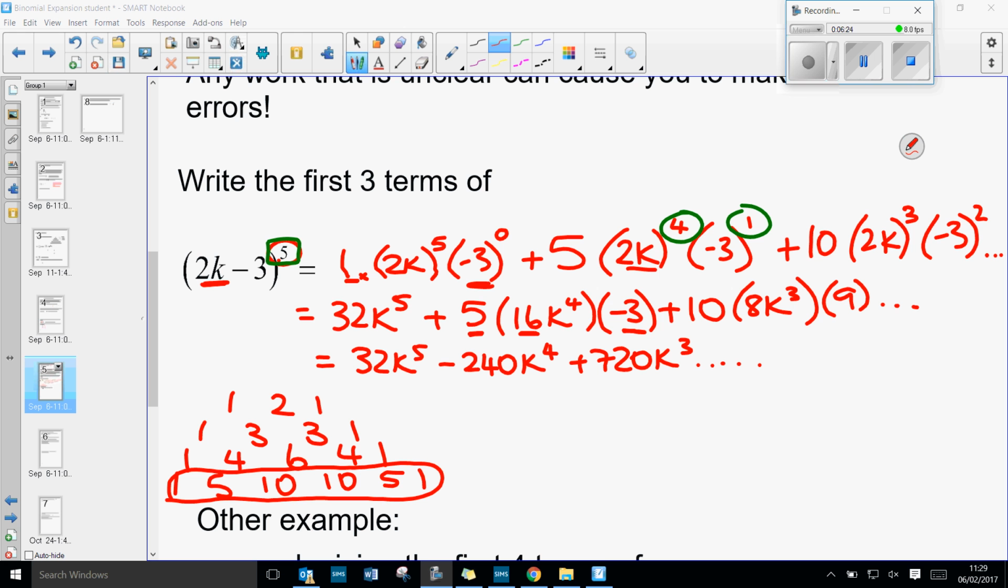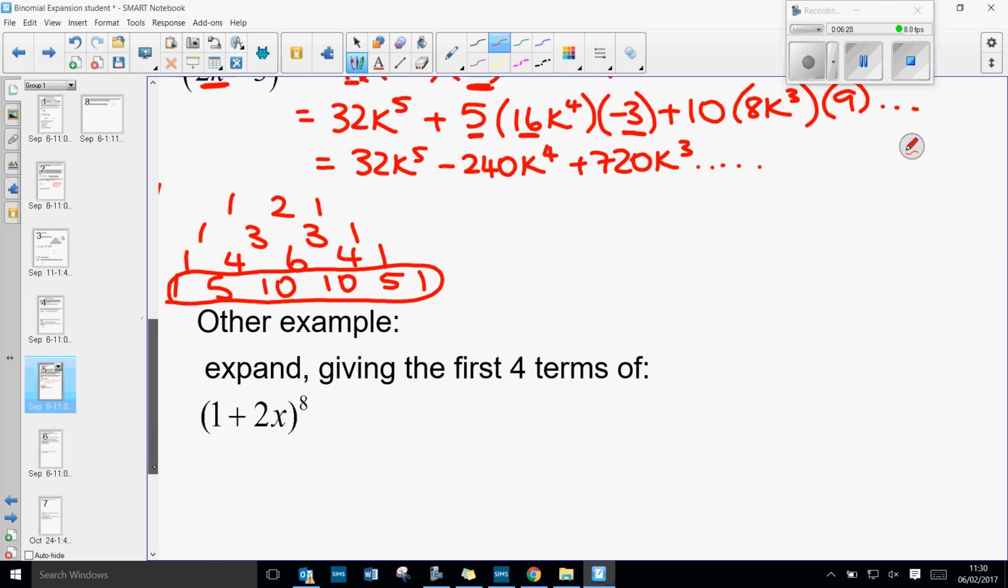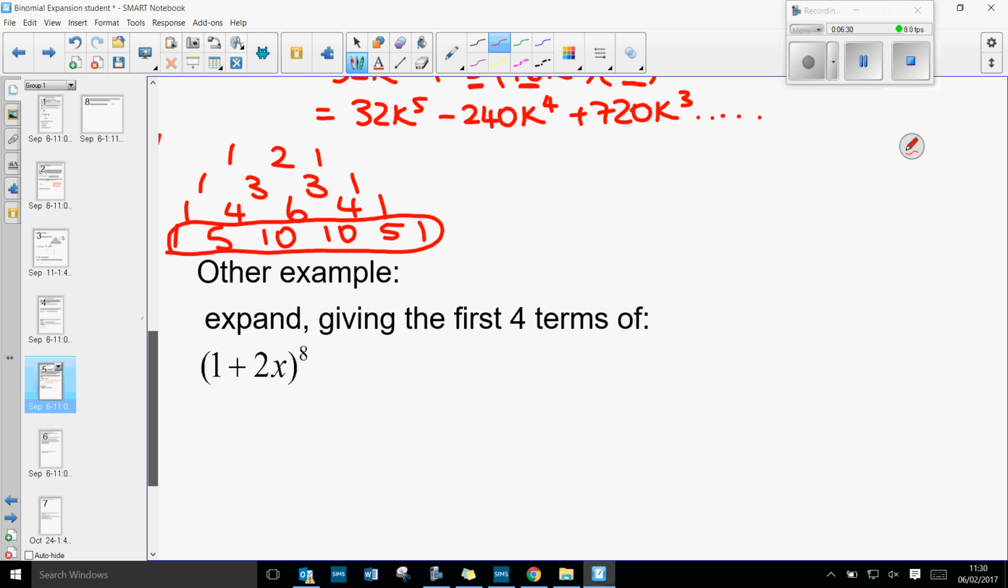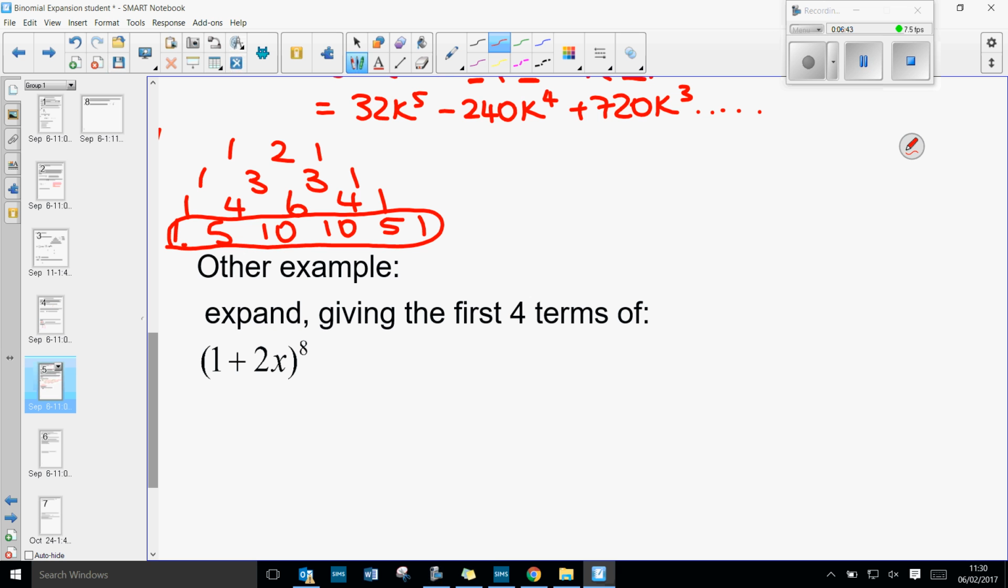Alright, another example. We're given the first 4 terms of this. So we need to know the correct row of Pascal's triangle for this one. I'm going to carry on working from the example up above to find Pascal's triangle. So after 1, 5, 10, 10, 5, 1, we have 1, 6, 15, 20, 15, 6, 1.